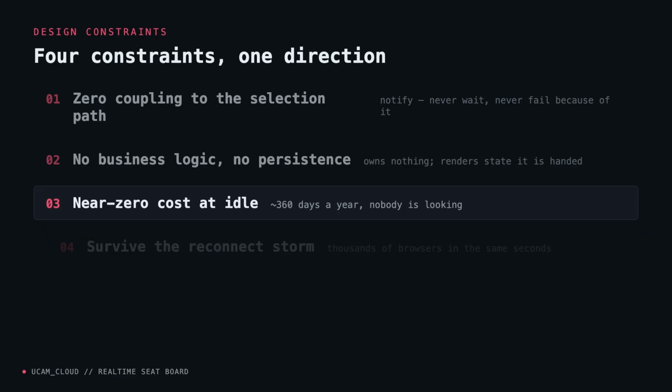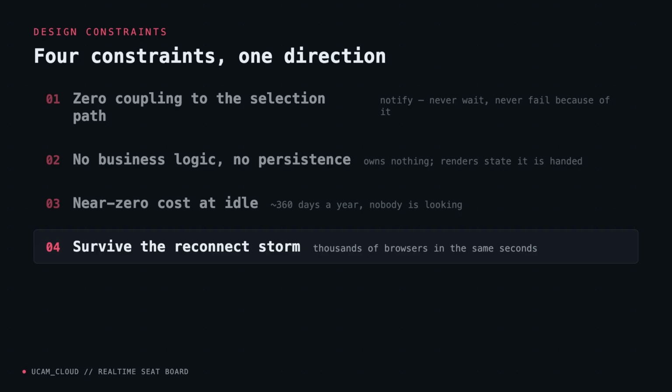Third, the system needed to be cost-effective during idle times. For about 360 days a year, when no selection window was open, the system should cost very little to maintain. Lastly, it had to handle a reconnect storm when the selection window opened. With thousands of browsers connecting simultaneously, the server needed to hold strong.